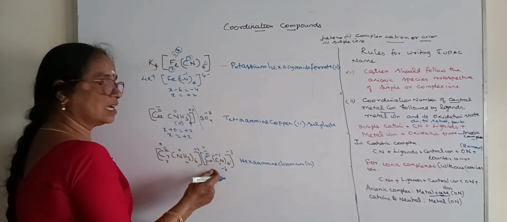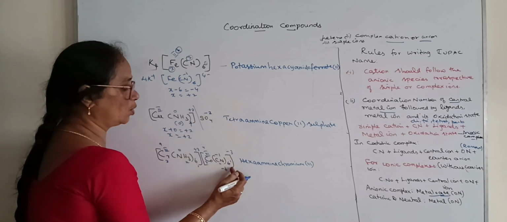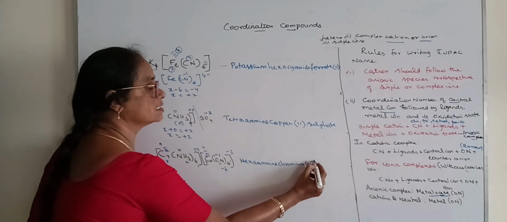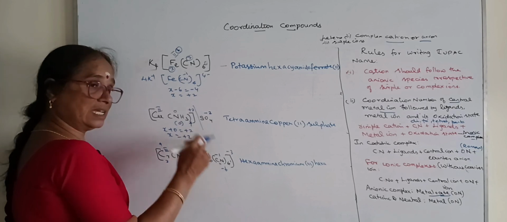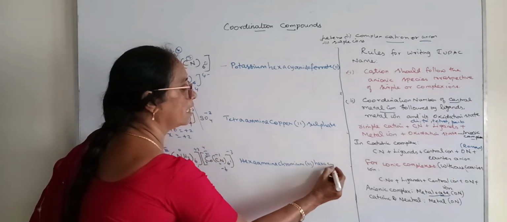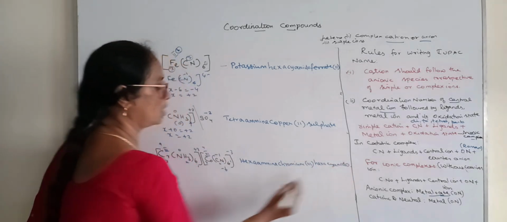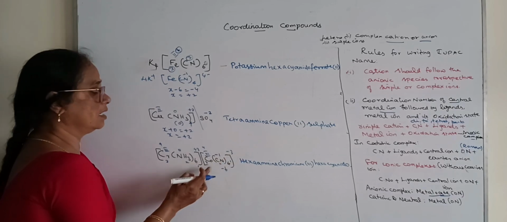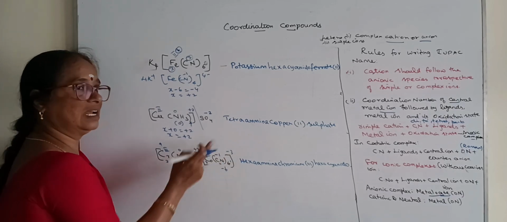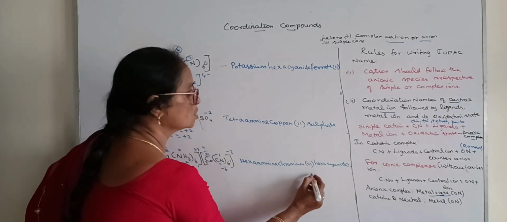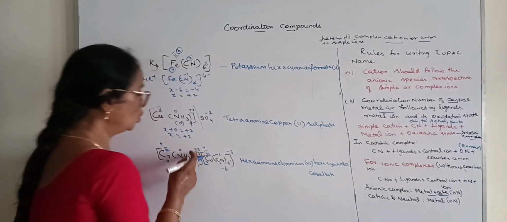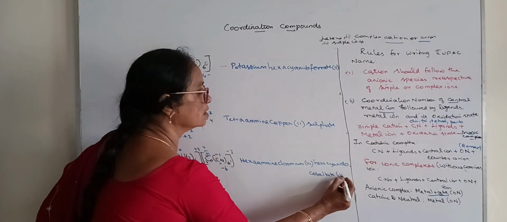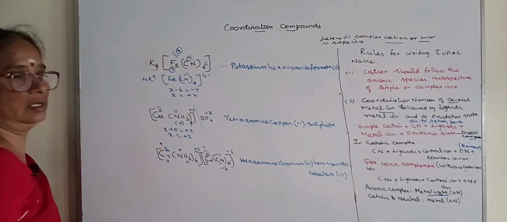It is once again a complex. So start with the coordination number 6. 6 is hexa. What is the ligand? Negative, cyanide. So the name is hexacyanido. And it is a negative ligand, negative complex. So the metal takes the suffix -ate. So it becomes cobaltate, whose oxidation state is 3. So cobaltate(III). That's all.